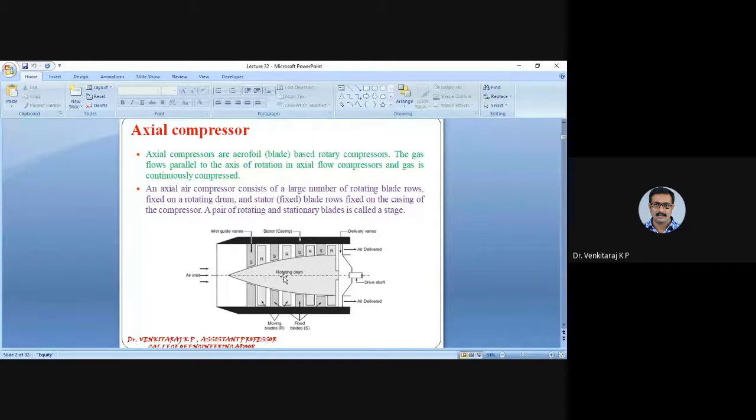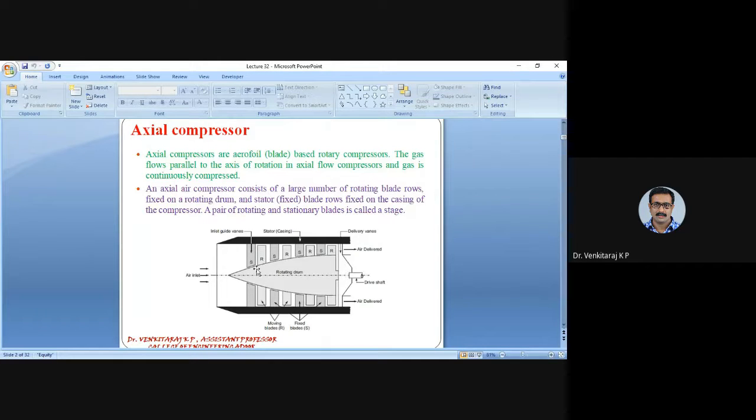And this rotor blade is a moving blade. The stator blade is a stationary blade. So the stator blades are fixed onto the casing, whereas the rotor blades are fixed onto the rotating drum. And you have a combination of stator and rotor. That is what SR shows here. That means a series of stages is there. A combination of a stator blade and a rotor blade we call a stage. So a combination of stator blade and rotor blade is called a stage.